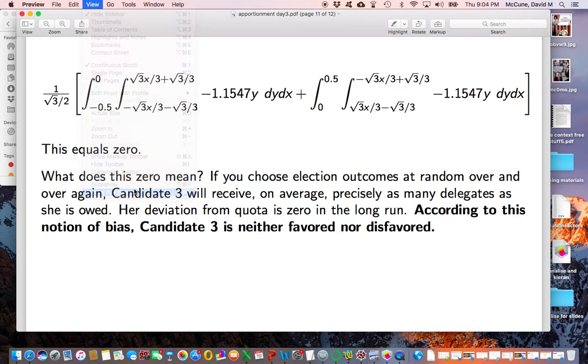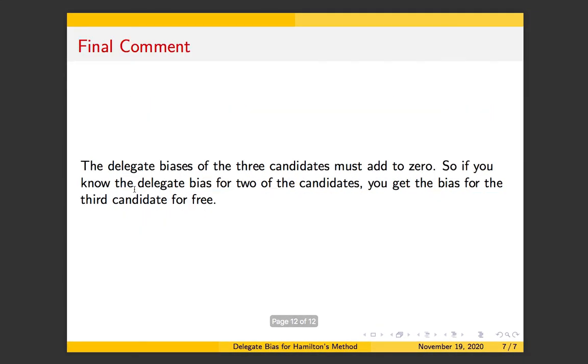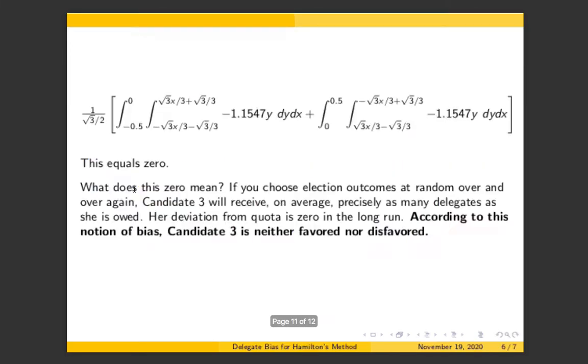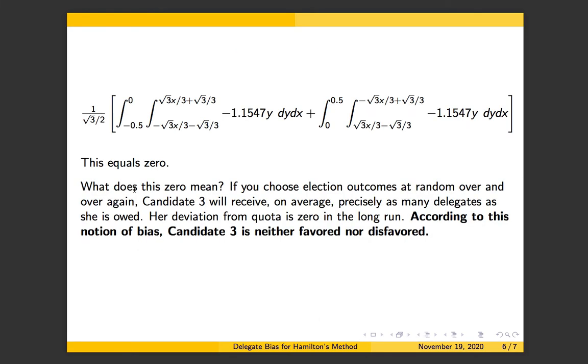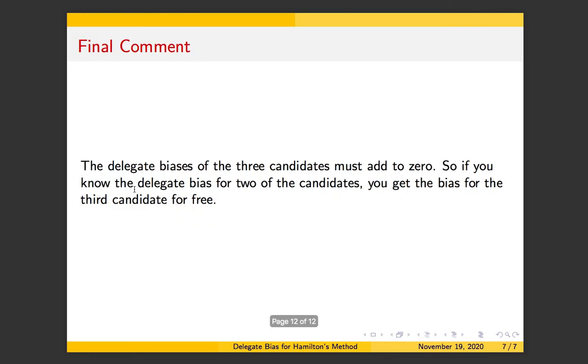Okay, so let me briefly wrap up with a couple final comments here. The first final comment to make is that the delegate biases, as I mentioned before, have to add up to 0. So your first thing to do in this project is, for Hamilton's method, I've done candidate 3. You now need to do candidates 2 and 1 to give a complete report on Hamilton's method. But since candidate 3 is done, after you've done candidate 2, you then know what candidate 1's bias is because it all has to sum to 0. So you always get the third candidate for free.